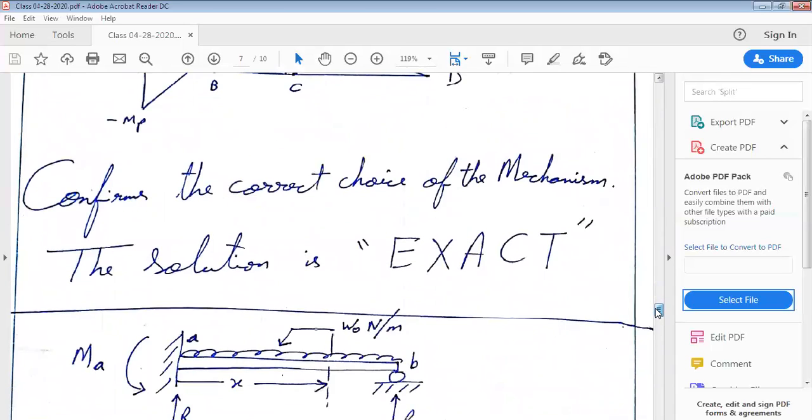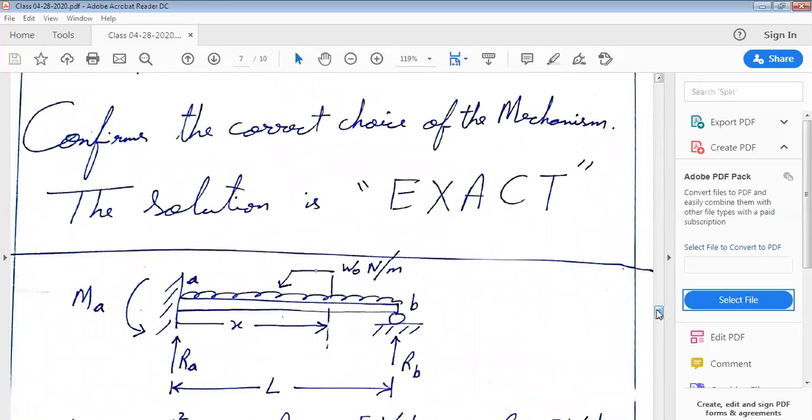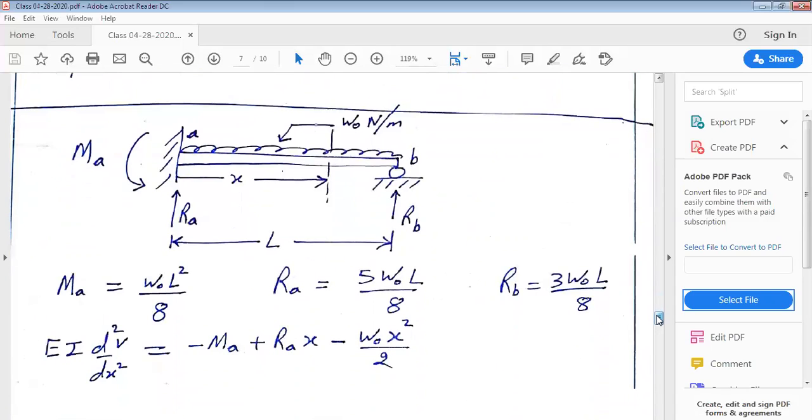Now let us look at another example which is there on our screen. This is again a beam which is fixed at the left end and simply supported at the right end, and this beam is carrying a uniformly distributed load of W0 Newton per meter, and the reaction at the left end is RA and the reaction at the right end is RB. It's experiencing a moment MA at the left end. Let us consider a section at distance x, and we can write the deflection equation as EI d square V by dx square equal to minus MA plus RAX minus W0 x square by 2.